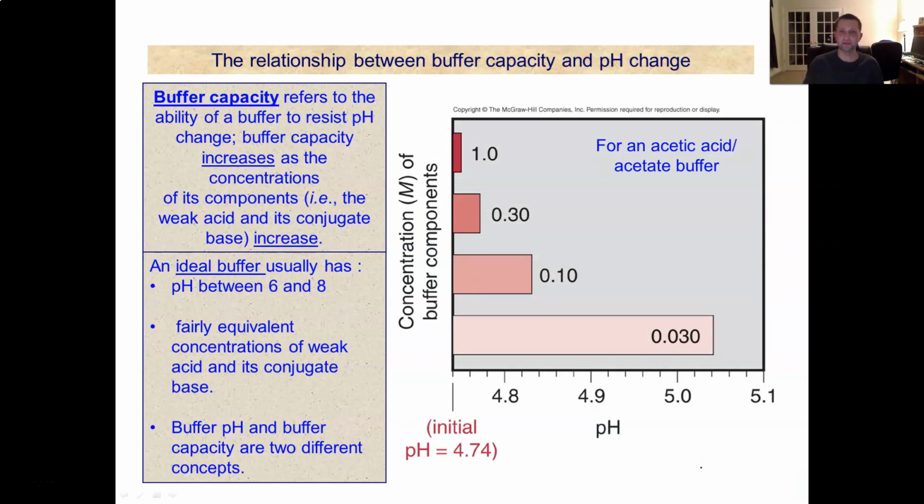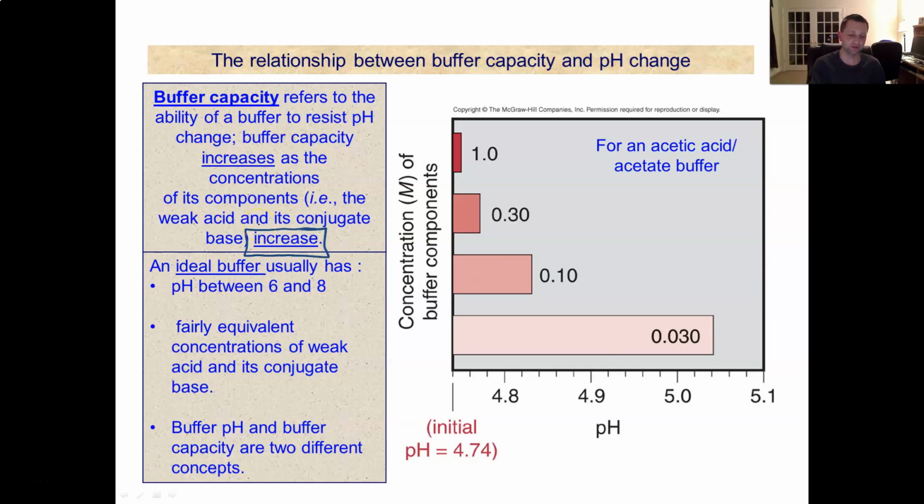I'm not going to talk about this too much here, but there is a limit to how long a buffer could withstand that pH change. That's called buffer capacity. All right. So buffer capacity refers to the ability of a buffer to resist pH change, and there are ways to improve that. So buffer capacity is going to increase or improve as the concentration of your components, which is the acid and the conjugate base, as that increases.